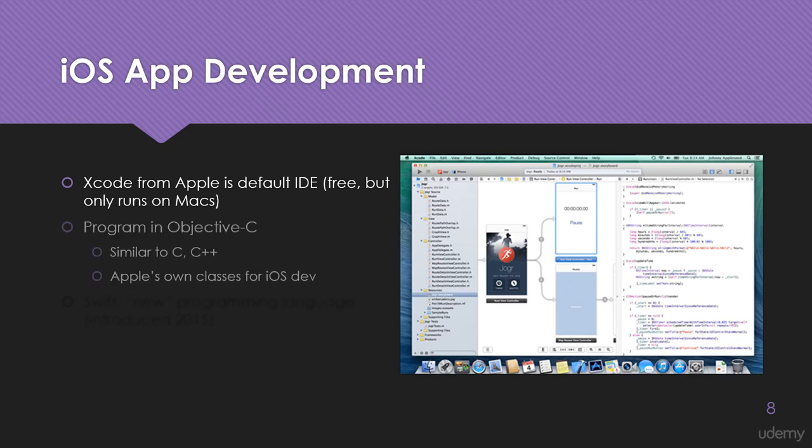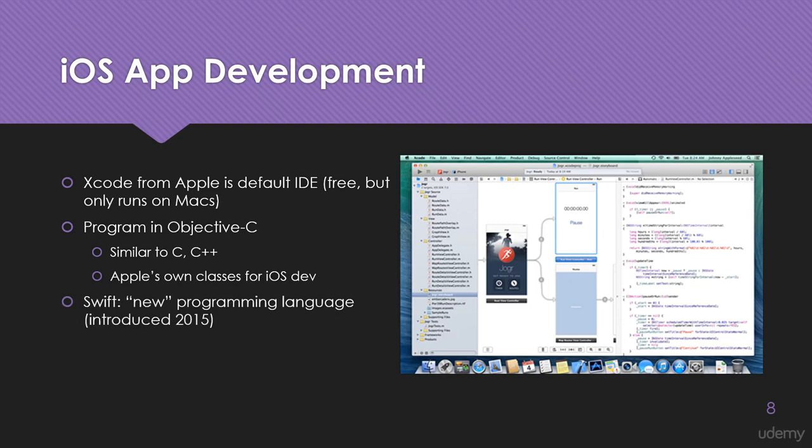mobile app. You program in a language called Objective-C, which is very similar to C, C++, and hence Java, but much closer to C and C++. And you use Apple's own classes and libraries for interacting with the device. There is a new programming language that Apple introduced in 2015, so about a couple of years ago, called Swift, which belongs to a newer paradigm of programming languages. Some claim that it's easier, some prefer Objective-C, some prefer Swift, but now you have a choice of languages to develop iOS apps in.